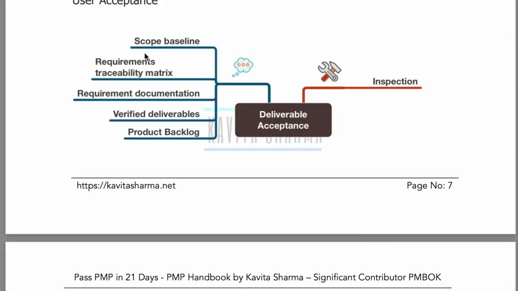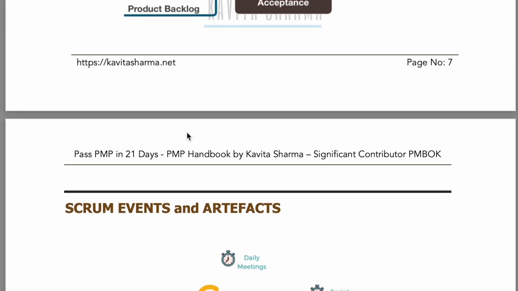So how does the customer do the acceptance? The scope baseline. What was scope baseline? The work that has to be done, which is agreed with the customer. So the customer is going to look at that. You're going to show verified deliverables. What are verified deliverables? QC'd deliverables. The customer is going to inspect, and then either say yes or no to the deliverables.